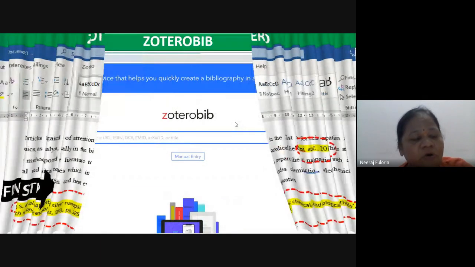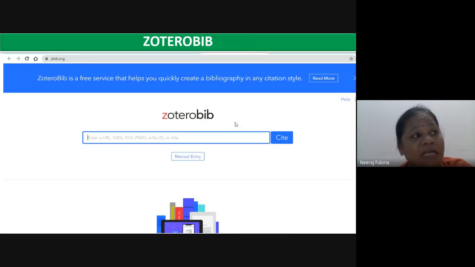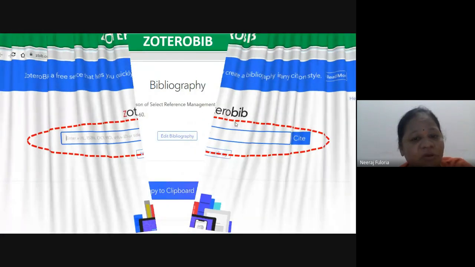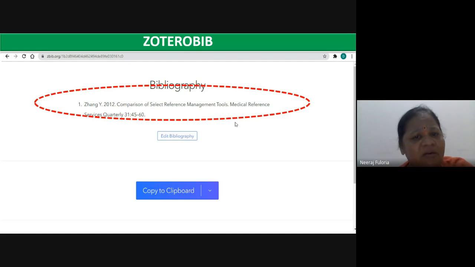Another good thing about Zotero: if you don't want to download it and you are not able to find out how to use Zotero, you can use Zotero Bib. This is also a free website, and it will create an instant citation as well as reference for you. You just have to put in the URL, or the ISBN number, DOI number, PubMed ID, or the title, and you can create the citation. I just showed you how you copy and paste the bibliography into your paper.